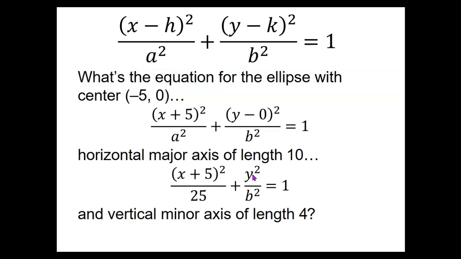And the vertical minor axis has length 4. 2b equals 4, so b is 2, and that means b squared would have to be 4. So, okay, you can't see this real well, but it's (x plus 5) squared over 25 plus y squared over 4 equals 1.